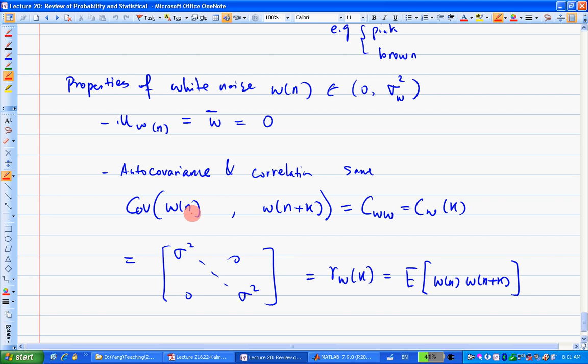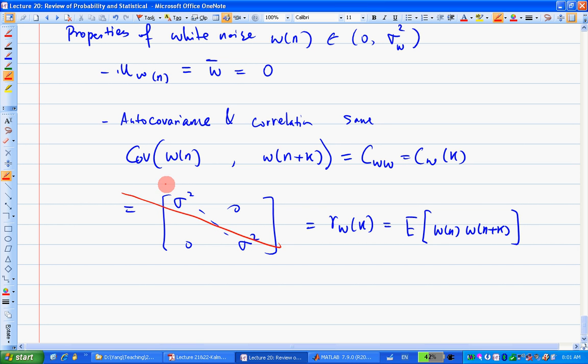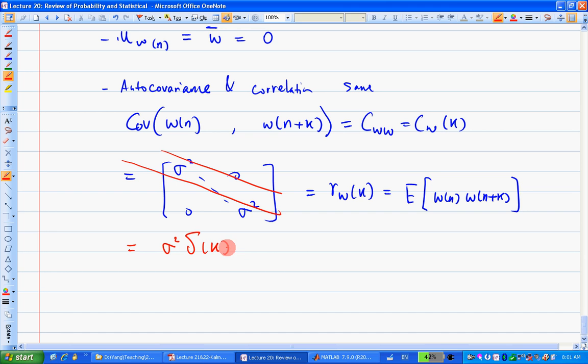So basically, you're looking at the covariance between W of n and W of n plus k. There's a small difference between these two here. As a matter of fact, what I'm writing here is not this matrix. This one here is sigma squared delta k. What does that mean? It is equal to sigma squared when k equals 0. Delta k is the Dirac delta impulse function, and it's 0 when k is not 0.